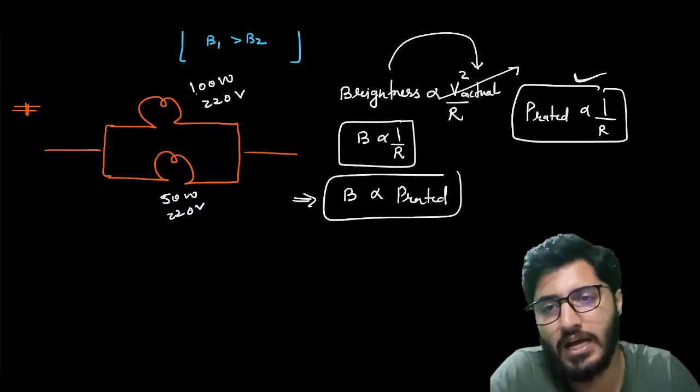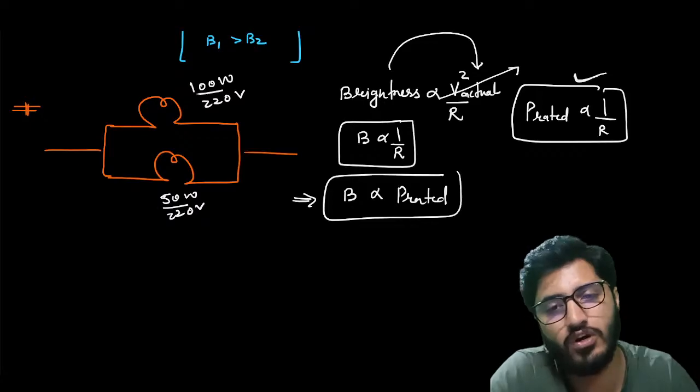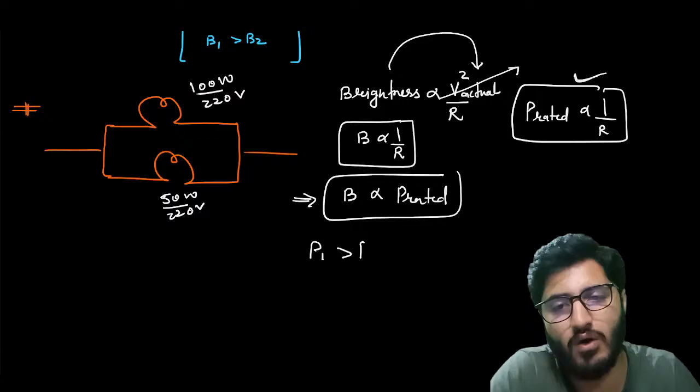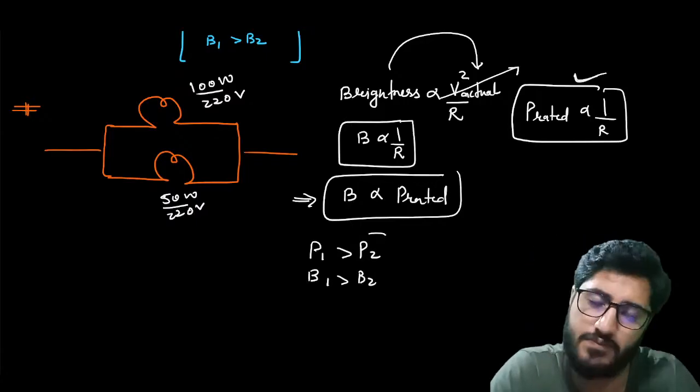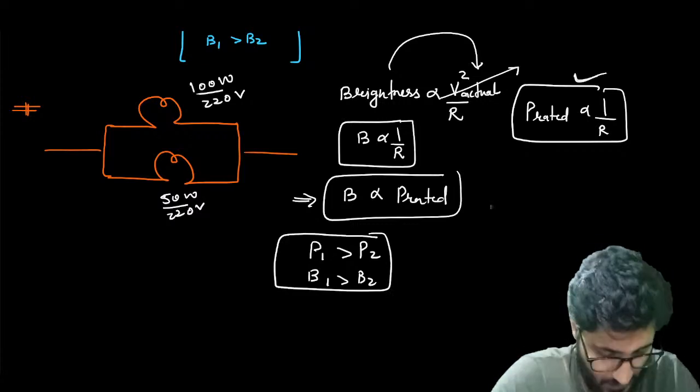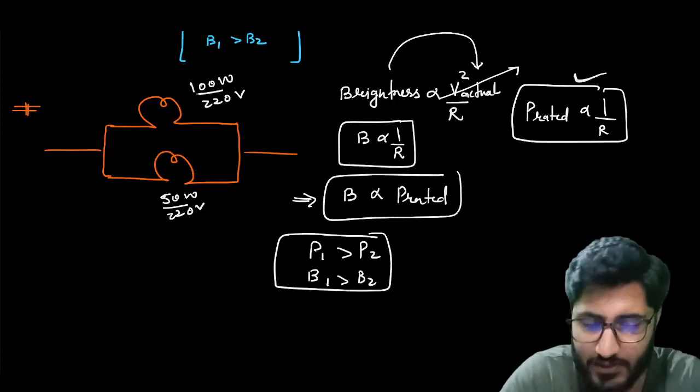So look, 100 watt, 50 watt. So you can write, sir, the power of the first one is more than the power of the second. So that means the brightness of the first one is more than the brightness of the second. This is how you need to tackle your numericals.